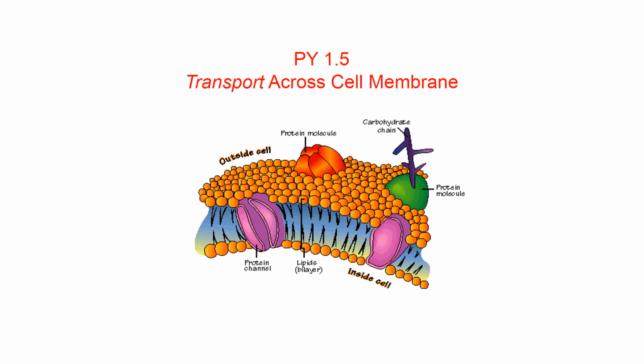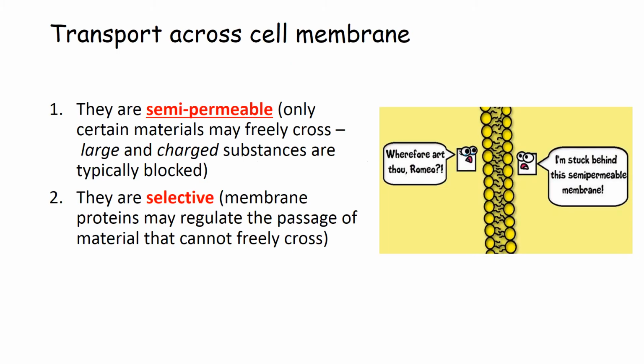Competency number 1.5, Transport across cell membrane. We know about the different properties of the cell membrane, the key properties being semi-permeability and selectivity.